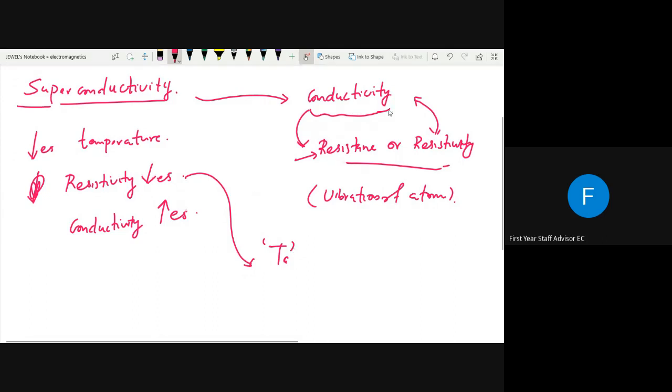That means now the conduction electrons can move freely all along the material. So resistivity decreases. The probability of collision with other vibrating atoms decreases. So resistivity is decreasing and conductivity increases. And after some critical temperature, this material will lose the property of resistivity.